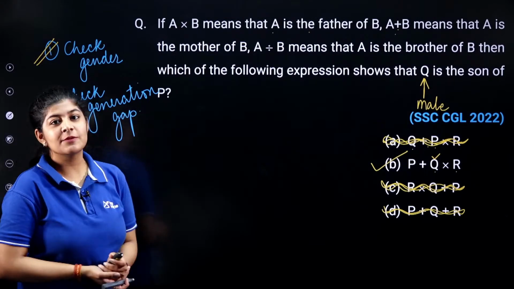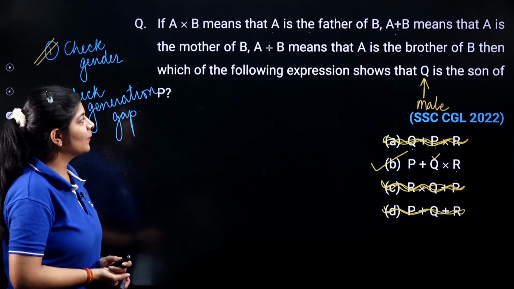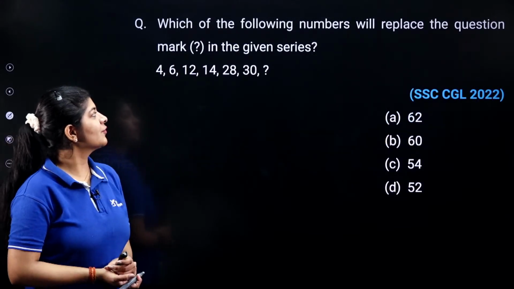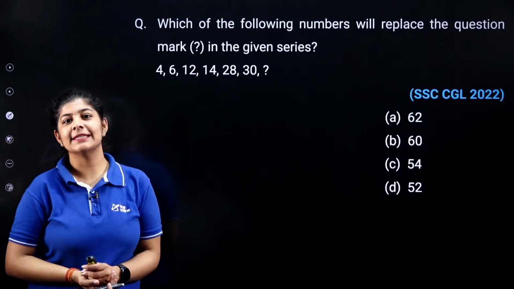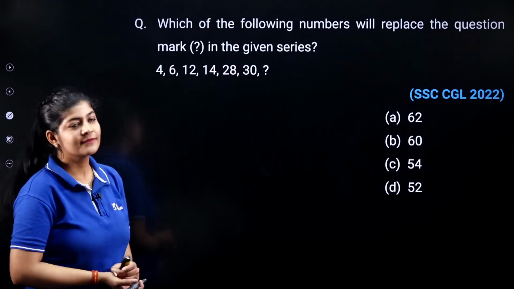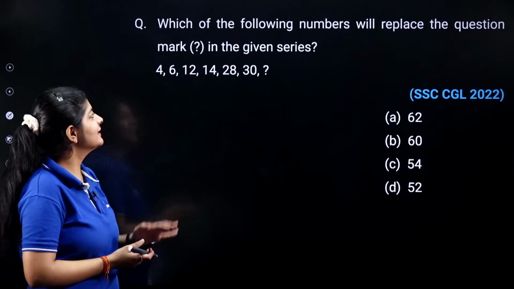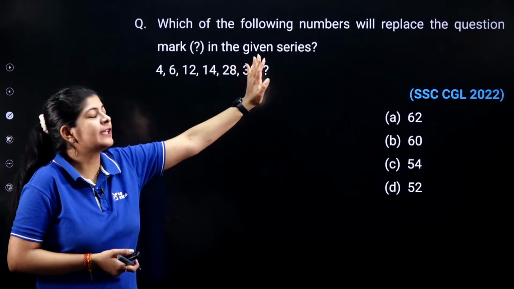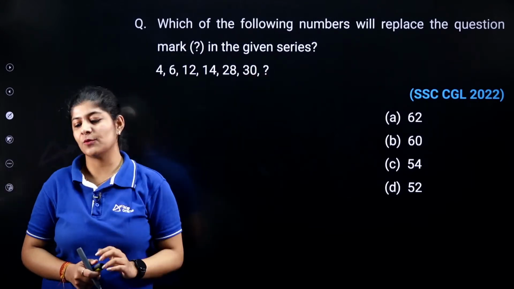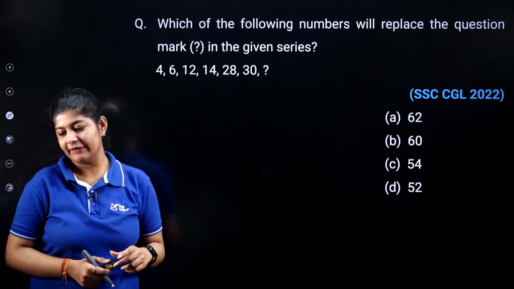Okay. Let's move towards the next question and let's see what is the next question. So next question is from the concept of number series, and this one is a very easy number series. All you need to do is just simply analyze the gradual increase in this series and determine the value of this particular question mark.